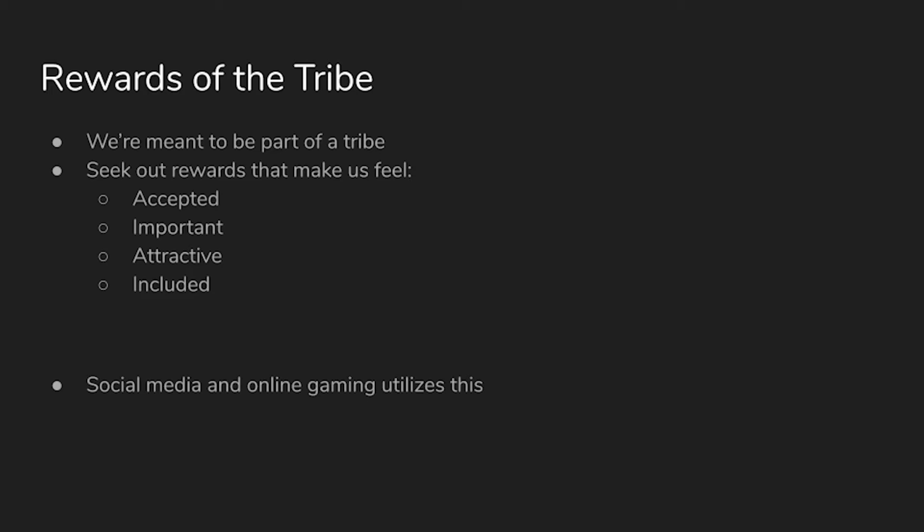To be attractive, just because we're part of a group, we still want to meet other people. We always want to keep that attraction going. And then just feeling included altogether. If you're valued and you're important and you're accepted, then you're going to be included in things, which means you're part of something bigger than yourself. Social media and online gaming utilizes this all the time.